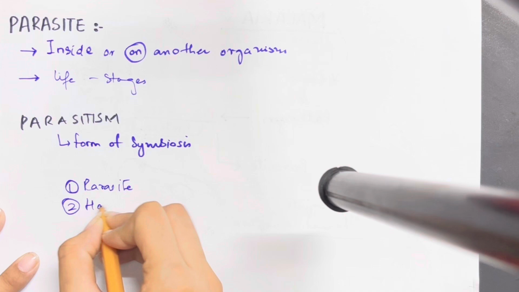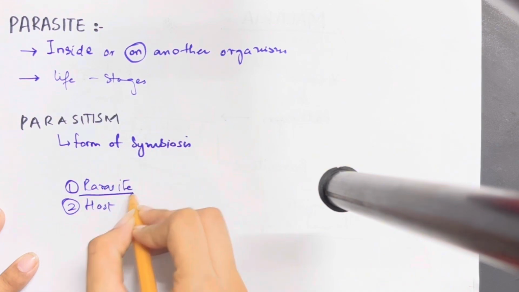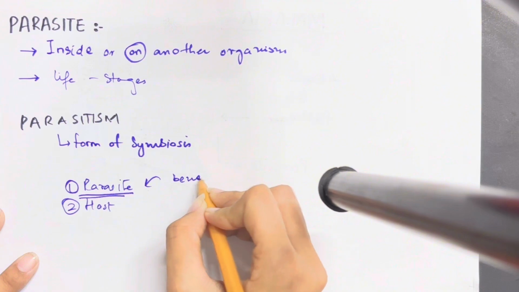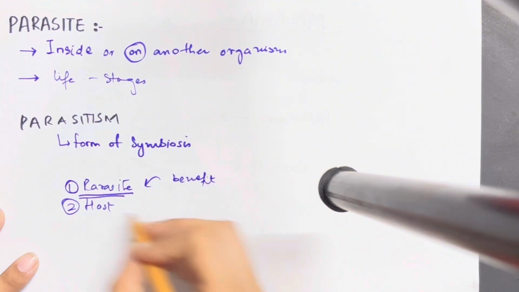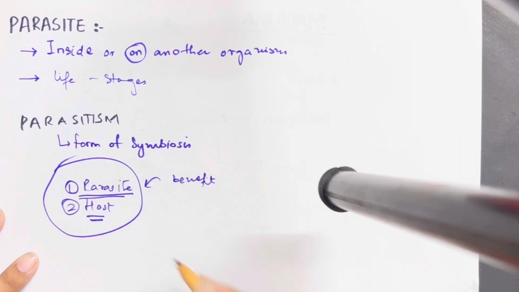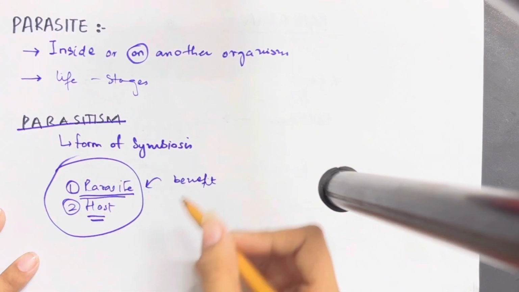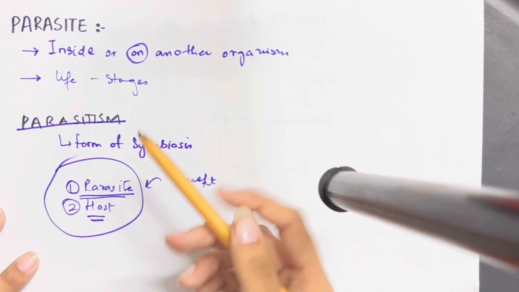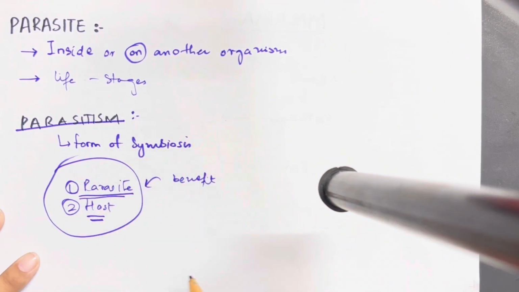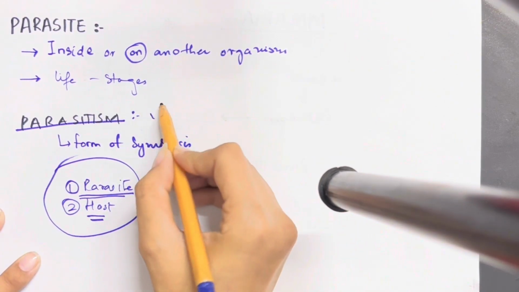So what happens in parasitism? The parasite is the organism that is gaining the benefit at the expense of the host. This relation itself is known as parasitism. This is the difference between parasites, and how multiple parasites can form a colony, a form of symbiosis, that is termed parasitism.